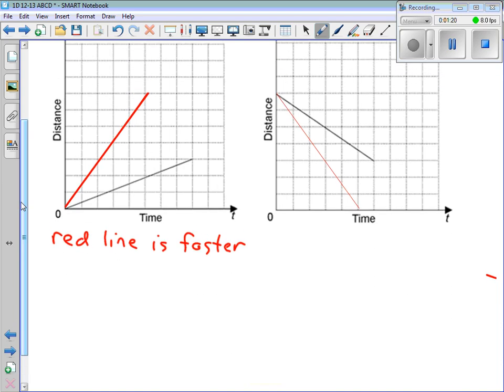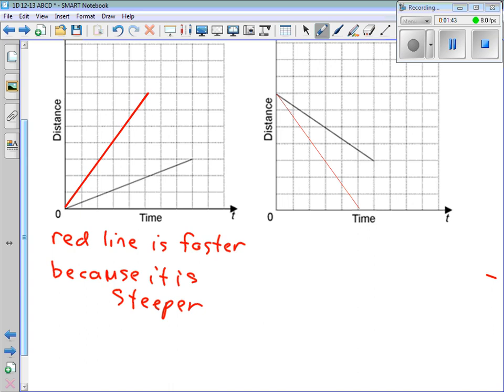How could you tell just by looking at that line? What can you say about this line that lets you know that this person is going faster? What about a line tells you something about the speed, Andrew? The steepness. The red line is faster because it is steeper. It is, let's say, steeper.